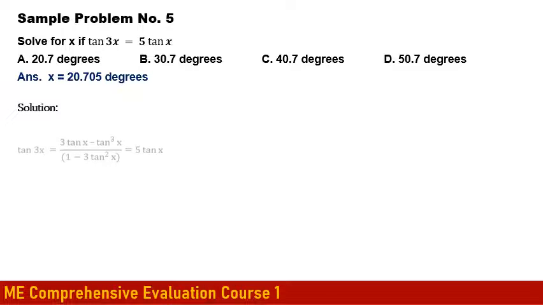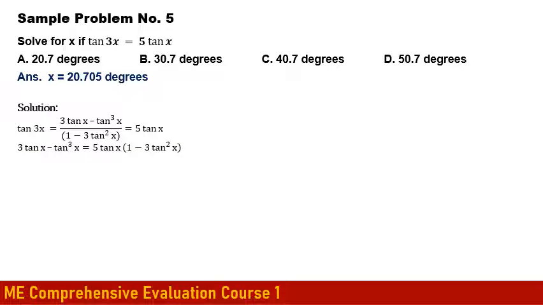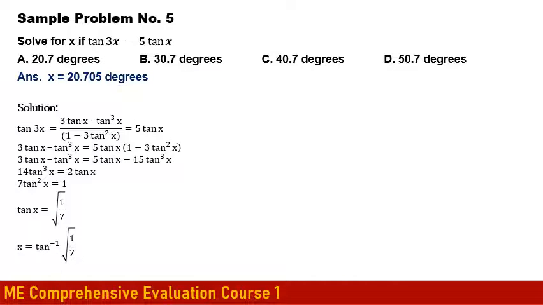However, if you really want to solve it, you can use the trigonometric identities. We know that tan 3x equals (3 tan x minus tan cubed x) over (1 minus 3 tan squared x), and that equals 5 tan x based on the given. We simplify by multiplying both sides by 1 minus 3 tan squared x, then simplify further until we can finally solve for the value of x. So the value of x would be 20.7 degrees.